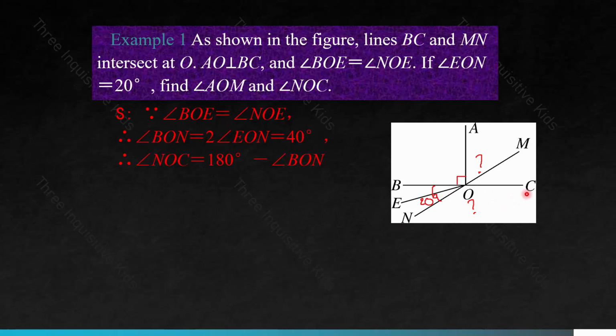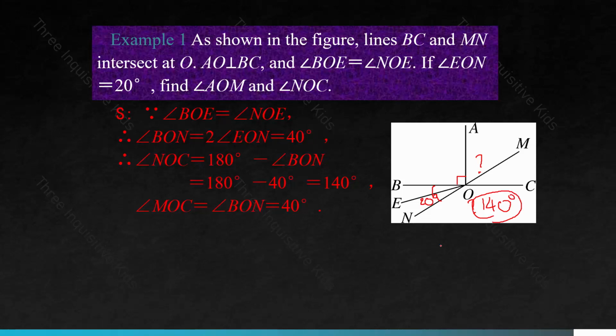And since BOC is a line, it also means it's a straight angle. Straight angles are 180 degrees. So since we know this portion, which is BON, we can subtract that from 180 to get 140 degrees. Therefore, NOC would be 140 degrees.